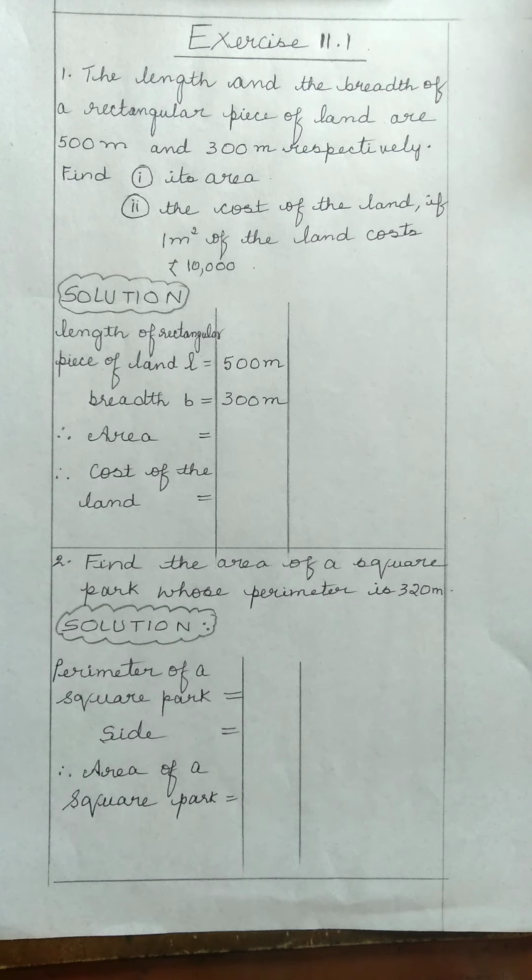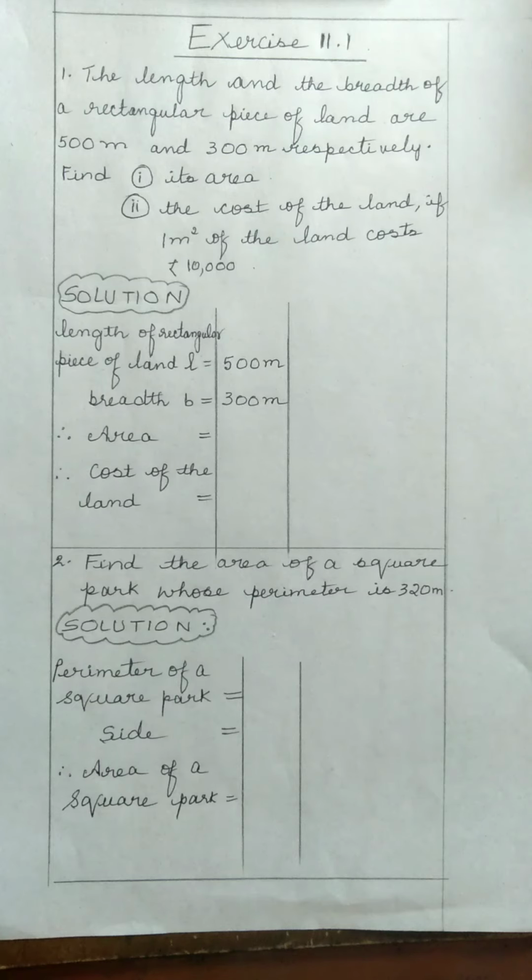Hello children, this is 7th standard maths in your part 2 textbook, chapter 11, perimeter and area. In the first part of this chapter, we have studied the formulas to find the perimeter and area of square, rectangle, parallelogram, triangle and circle. Today, based on those formulas, we will apply them to certain problems and solve them.